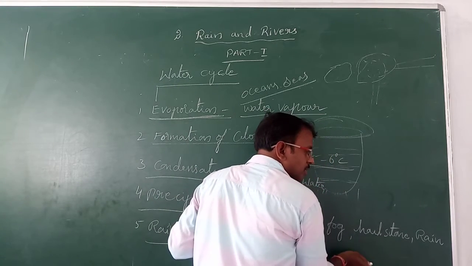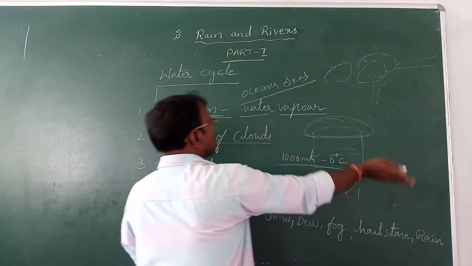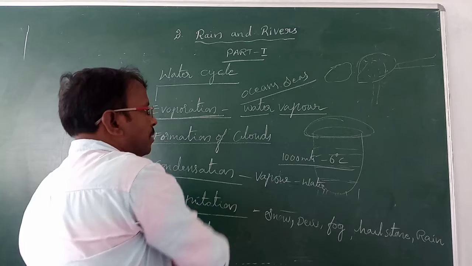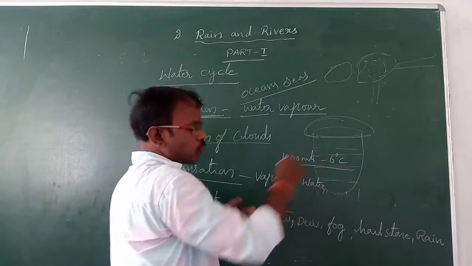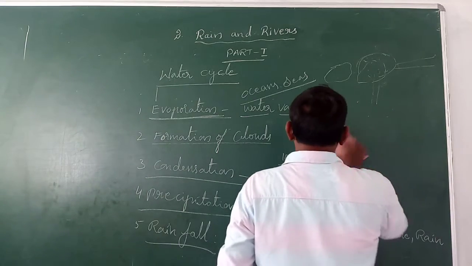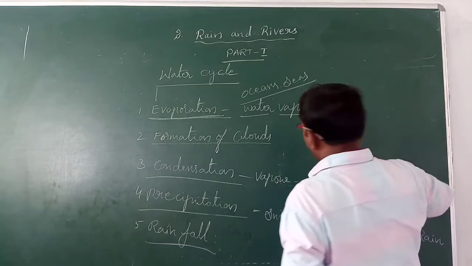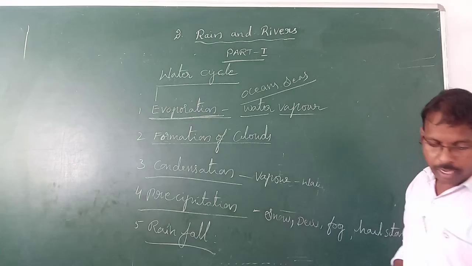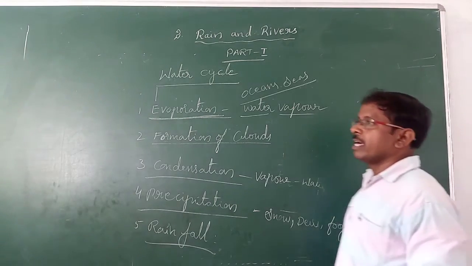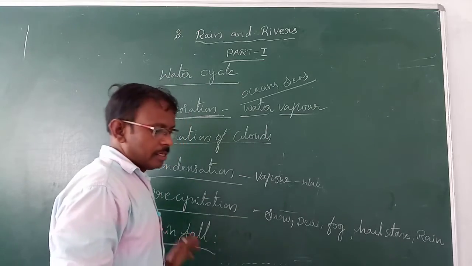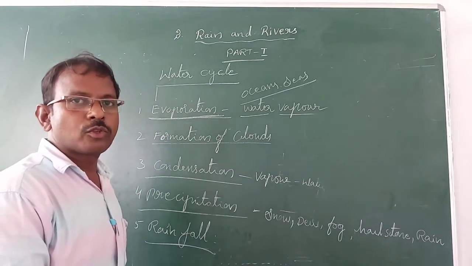Then the ocean and sea water evaporates again. After evaporation comes cloud formation, after condensation comes precipitation. Like that, the cycle goes on. This is called the water cycle, and these are the main stages in the water cycle. Like that, rainfall will be there on the earth. Have you understood, my dear students?